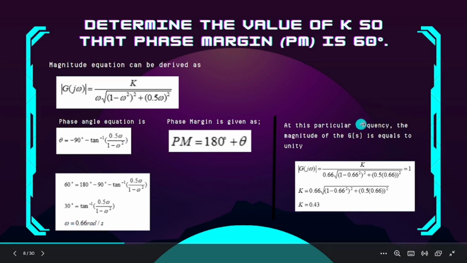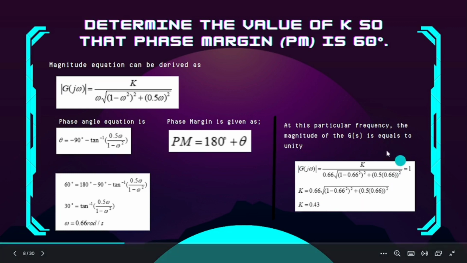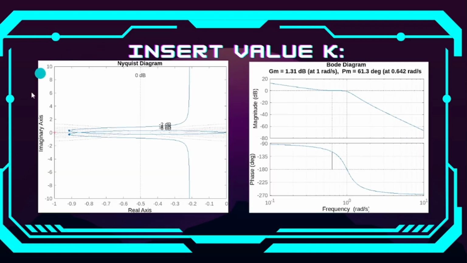At this particular frequency, the magnitude of G is equal to unity, and when we solve it, we get K equals 0.43. So we insert the value of K, which is 0.43, and then we get this Nyquist diagram. As the question asks, we determined the value of K when the phase margin is 60 degrees.